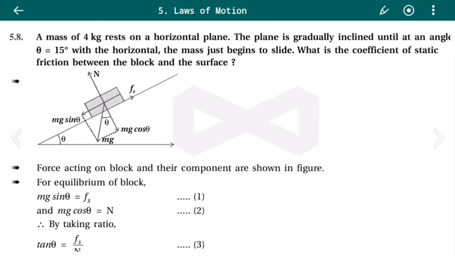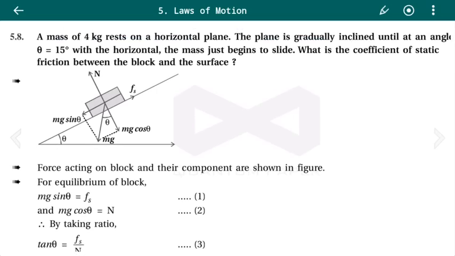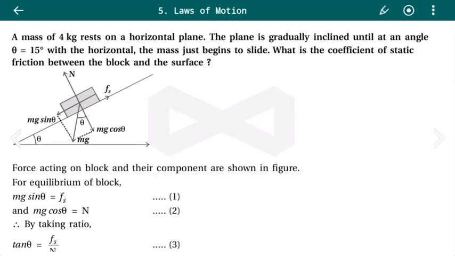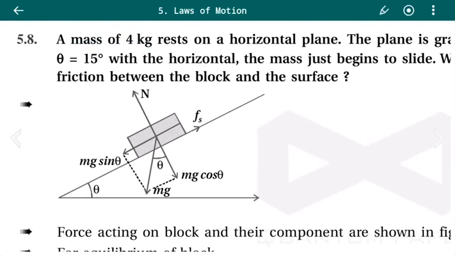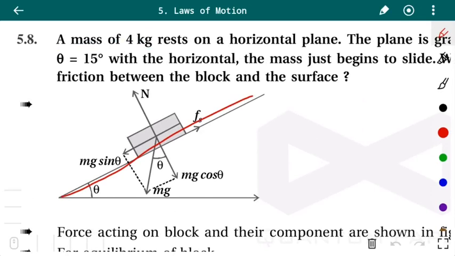So what is given? Mass is given, and the angle that the incline is making with the horizontal is also given, that is theta equals 15 degree. And here we need to find the coefficient of the static friction. So first of all, let us see the free body diagram. Over here there is an inclined plane on which the mass is there.